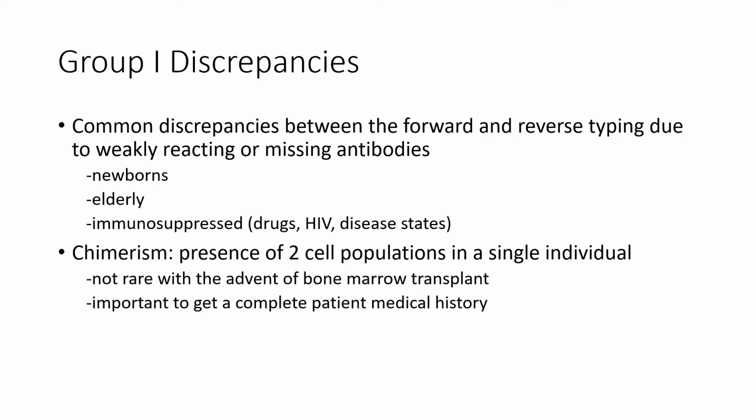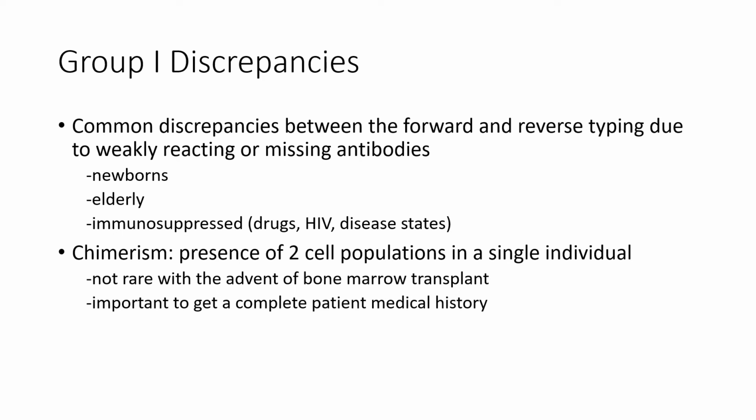You will need to remember the different types of discrepancies and their causes. Group 1 discrepancies are caused when there is a missing reverse type due to weak or missing antibodies. This can occur naturally in newborns or the elderly. This can also occur if someone is immune suppressed due to drugs, HIV/AIDS, or a disease state.